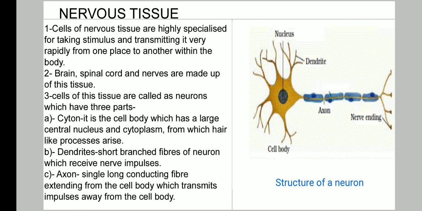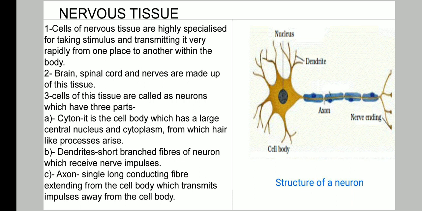Number 2 is dendrites. You can see small fiber-like structures. They are dendrites, the small branched fibers of the neuron which receive nerve impulses. These small branches receive impulses and bring them to the soma, or the cyton, or the cell body. So the function of a dendrite is to bring stimulus to the cyton.